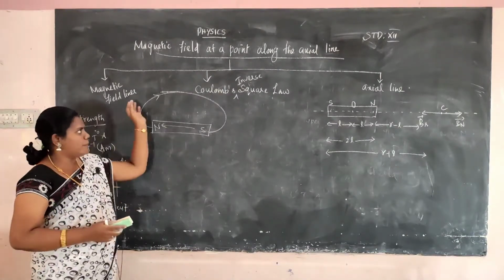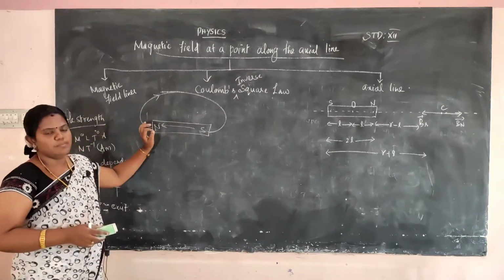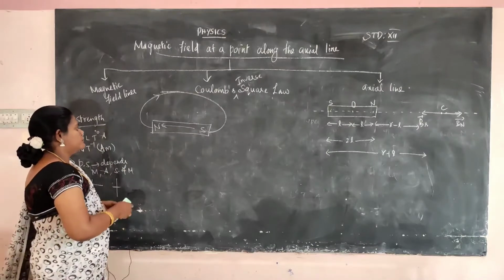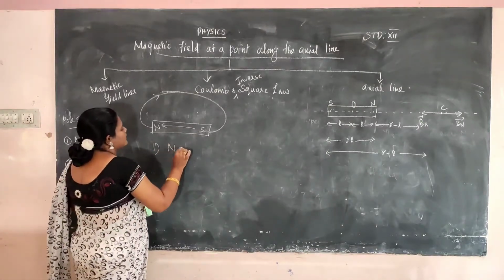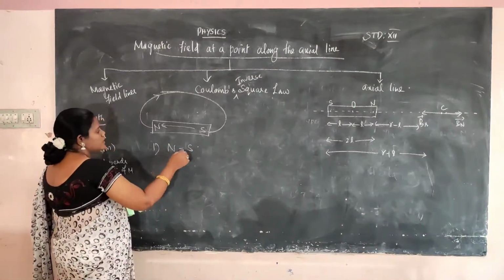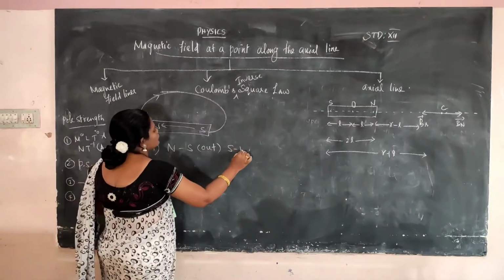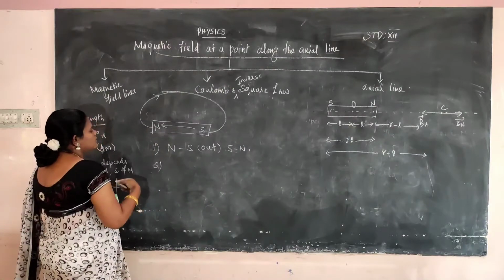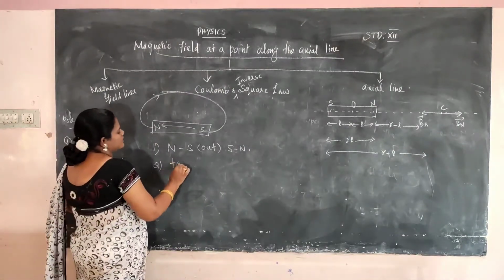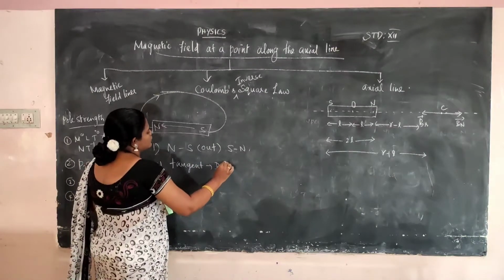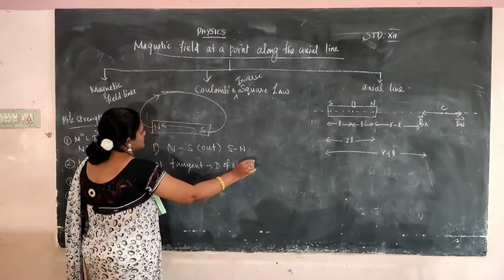Wherever you point on a magnetic field line, the tangent gives the direction of the magnetic field. That is the second point. So the first point: outside, the lines start from north and end at south, and inside it is south to north. And the second point: the tangent gives the direction of the magnetic field.